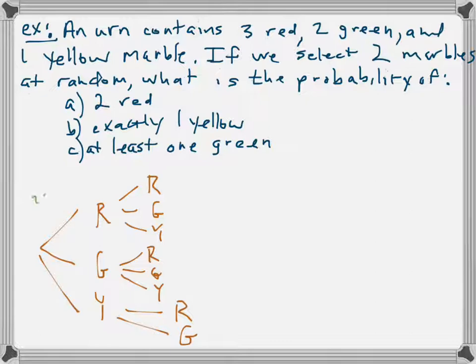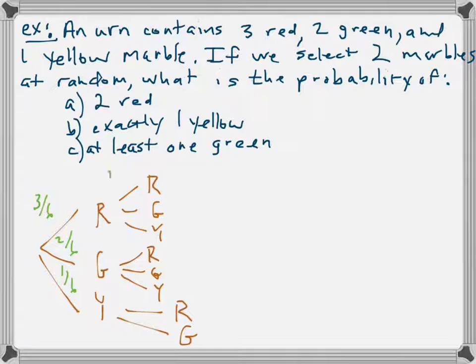So the probability of getting a red is 2 out of 6. The probability of getting a green, excuse me, there were three reds. So the probability of me getting a red is 3 out of 6, or 1/2. 2 out of 6 for the green, and 1 out of 6 on the yellow. But again, this second draw is technically dependent. The probability that it's red depends on what you got the first time.